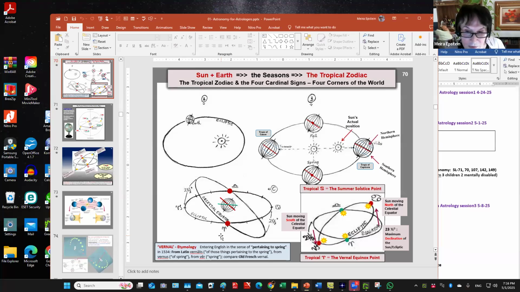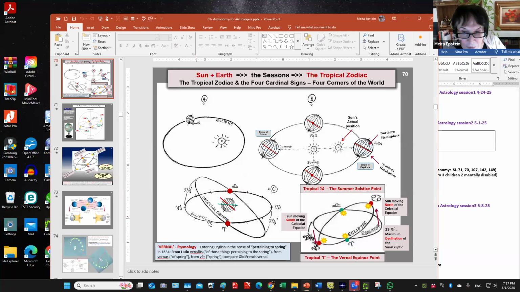You look at this, at the center, you see the Earth. And you see the red line right here is the equator. The green line, no, let me say it again. The red line is the equator on Earth. This equator on Earth is projected into space, and it's called the celestial equator. You see celestial equator. So that's the equator in space, out there in space.